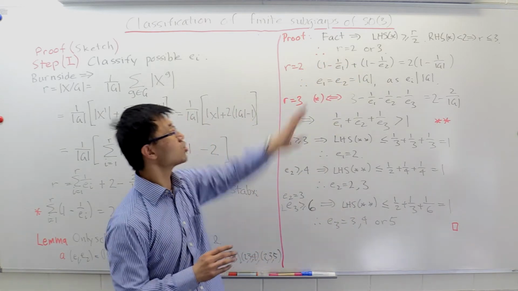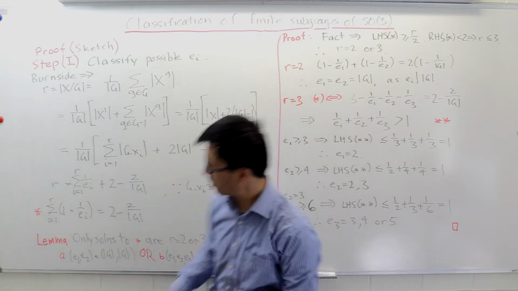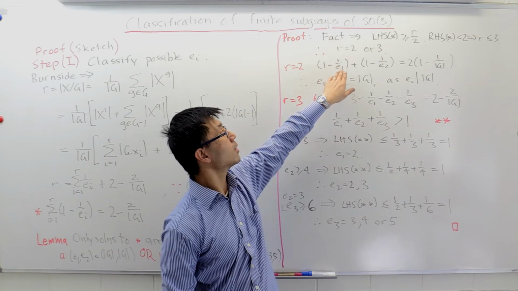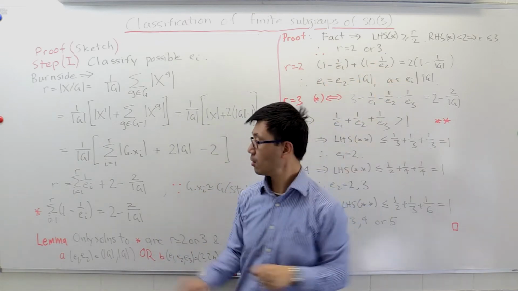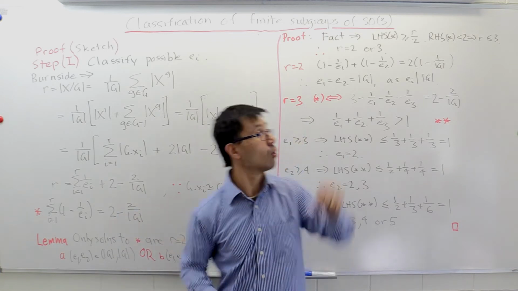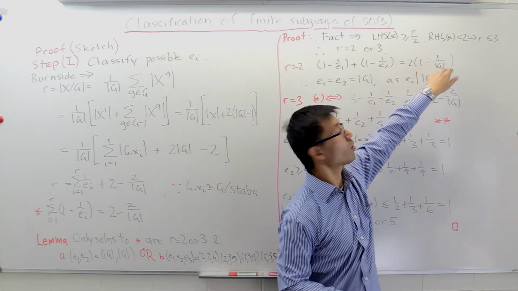Let's go through them individually. R equals 2 is easier. Here you have the sum of 2 things, since R equals 2. So it's 1 minus 1 on E1 and 1 minus 1 on E2, and it equals this term here. We'll pull out the 2, so this is 2 times 1 minus 1 on order of G.